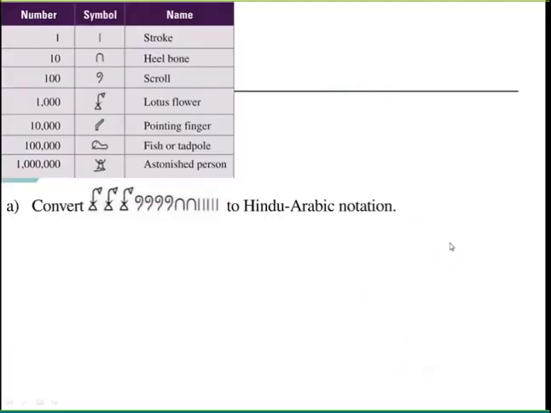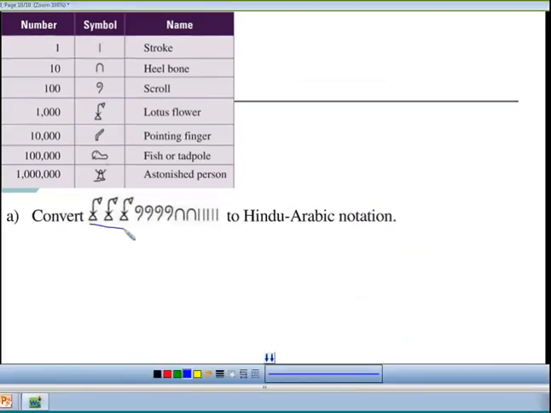So let's go ahead and take a look at doing some conversions for ourselves. We have 3 of these lotus flowers, and what that represents is 3 thousands. So we go ahead and write 3,000 here. And then what we're doing is we're adding to it another 4 of these scrolls, and the scrolls represent the hundreds places, so we've got 4 hundreds. And then we've got 2 heel bones, so we write plus 2 tens, which is 20. And we've got 5 of our strokes, which is just the number 5 for us.